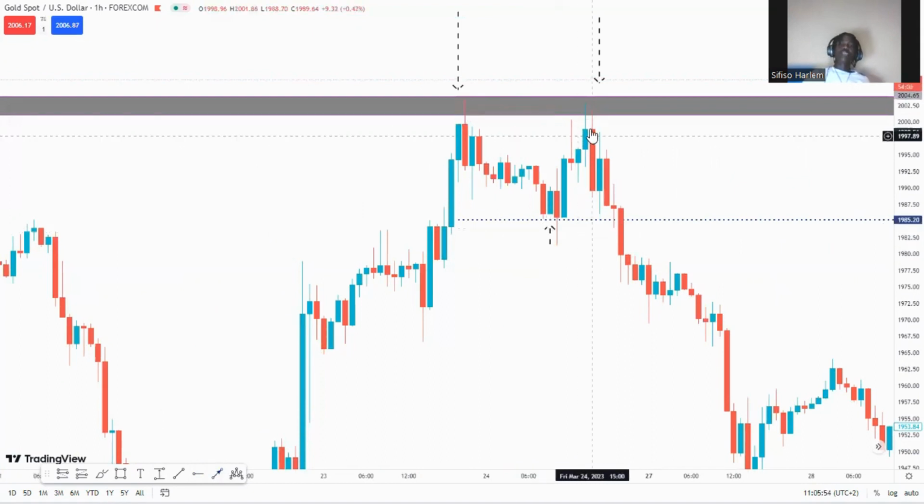Now I have my first confirmation: price is failing to break above previous highs, and price gave us a triple top. So the first confluence is price failing to break above our resistance. The second confluence is price giving us signs of a triple top. The third confluence is once we see price trading below our previous intraday lows, which confirms that price might continue to the downside.